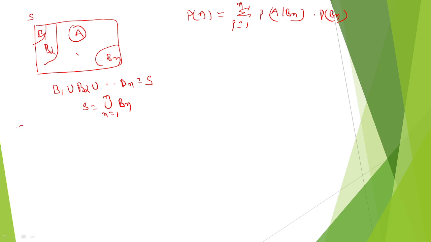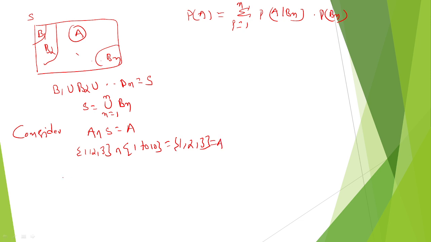And consider one more thing to prove it easily: A intersection S is equal to A. For example, A is having elements 1, 2, 3, intersection S, where I am assuming S is 1 to 10. So now what are the common intersection points? 1, 2, 3 only. So that means A only.